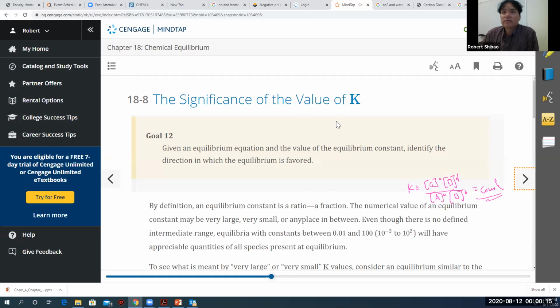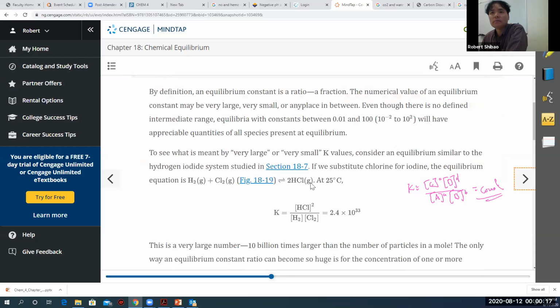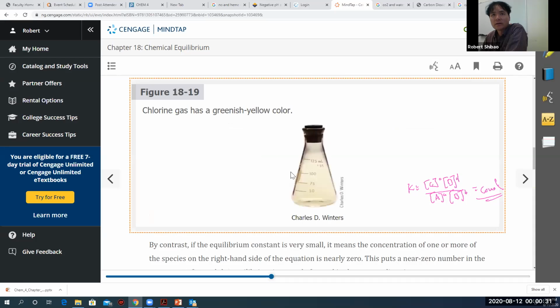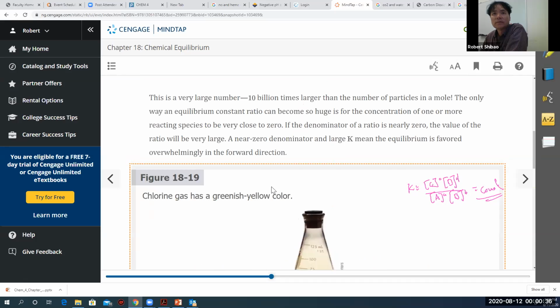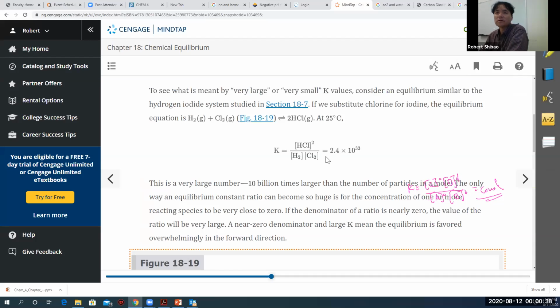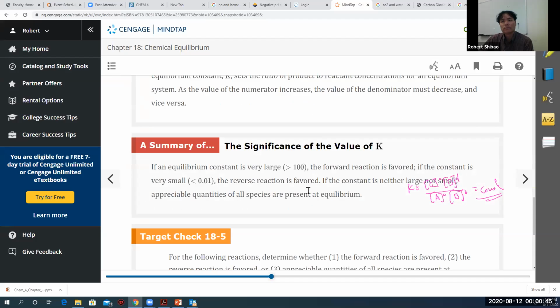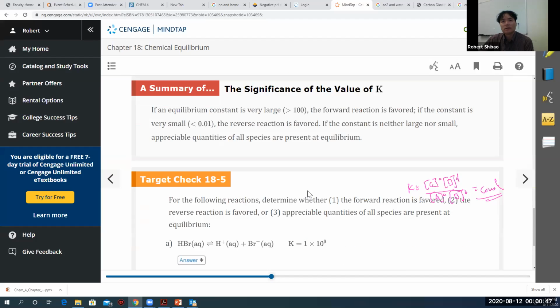Now the significance of the value of K: the bigger the K, the more the products are favored. Wow, look at the K value on this, it's 10 to the 33. So it means it's all product, very little reactant here. And so this is a very favorable reaction. Hydrogen gas and chlorine gas. Very favorable reaction. And so it could be huge like this, or it could be extremely small.